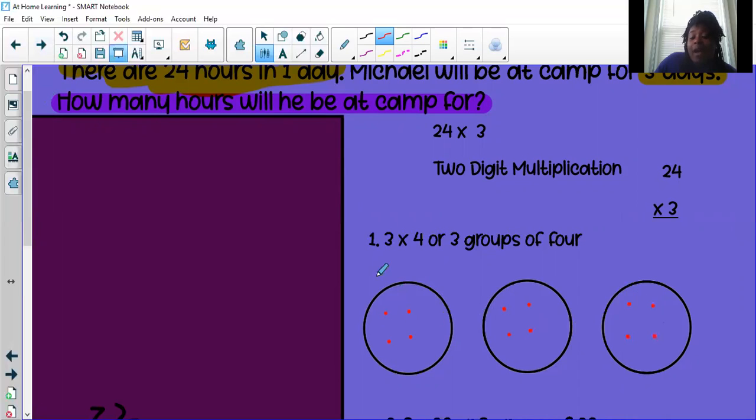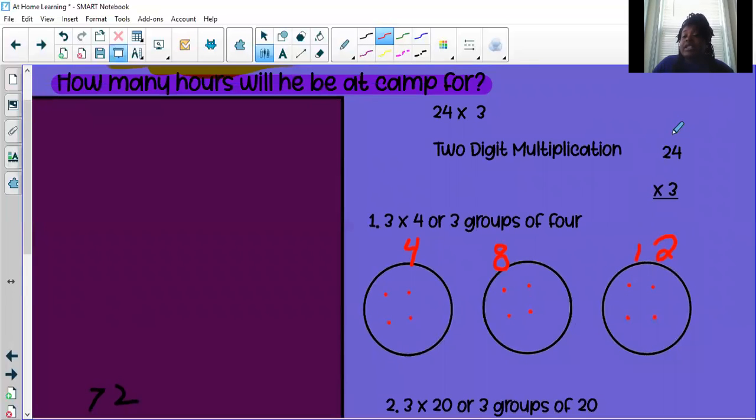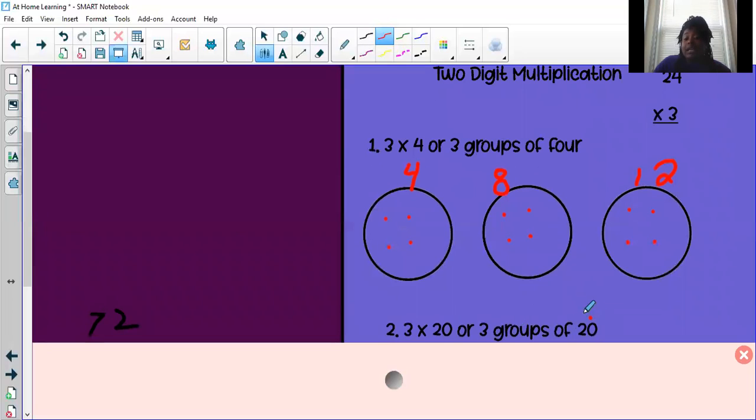I like to count each, so 4, and then I'll count this, and I'll start at 5. 5, 6, 7, 8. And I like to put the number that it was on that circle. And then 9, 10, 11, 12. So all together for my ones place, I had 12. Now because we broke it down, we have to focus on the tens place. The 2 in the 24 is really saying 20. So it's either 3 times 20 or 3 groups of 20.